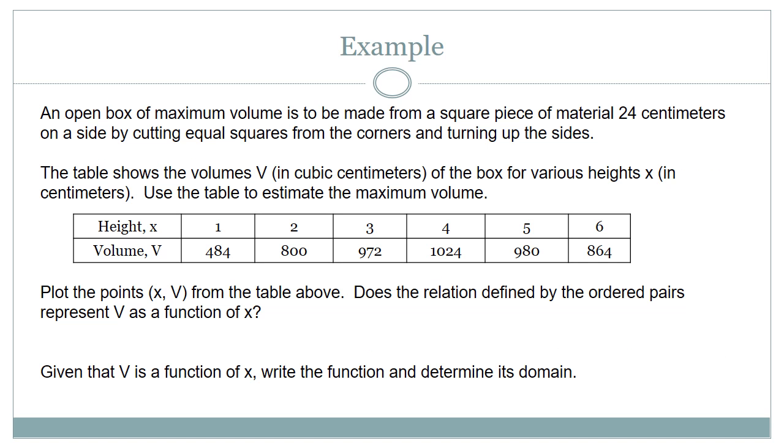Now we've got a word problem because we love them so much. So let's try this. An open box of maximum volume is to be made from a square piece of material 24 centimeters on a side by cutting equal squares from the corners and turning up the sides. The table shows the volumes, V, in cubic centimeters of the box for various heights, x. Use the table to estimate the maximum volume.